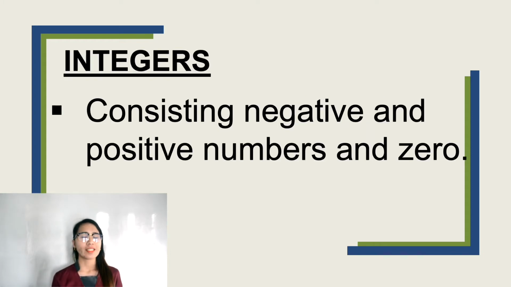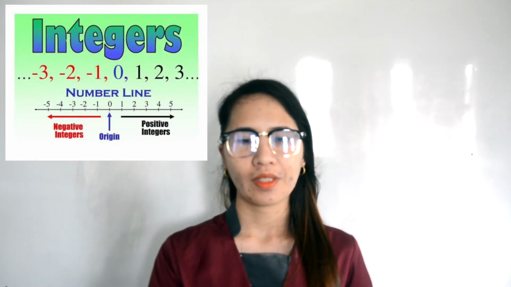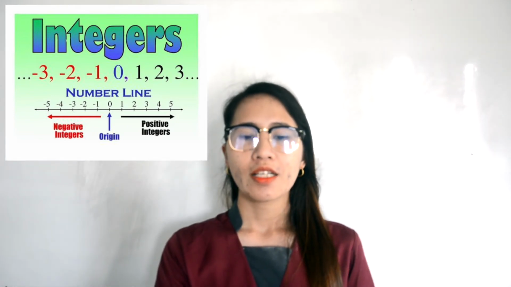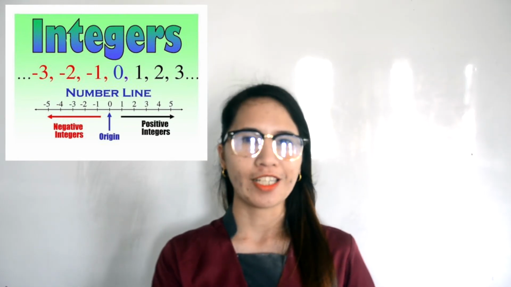Integers are numbers consisting of negative and positive numbers, and 0. Here's the graph of integers using a line graph. As you go toward the right, the value of numbers increases. And if you go towards the left, the value of numbers decreases. Remember, integers consist of negative and positive numbers such as natural and whole numbers, but not decimals and fractions.